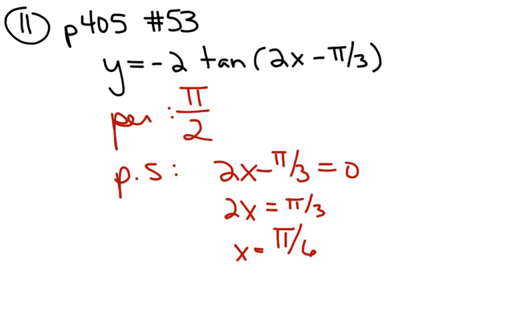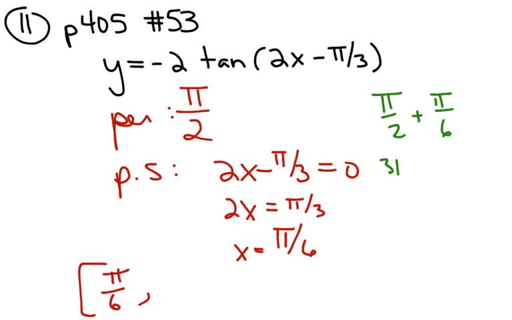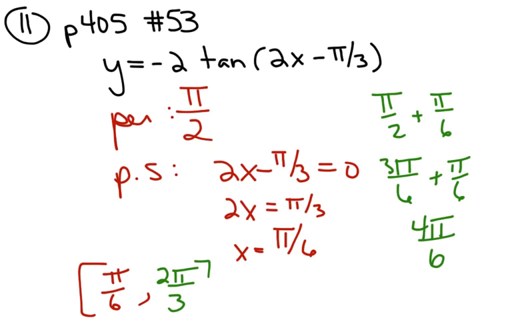The interval on which we would graph one period is: the phase shift is where we would start, and the period plus the phase shift is where we would end. So pi over 2 plus pi over 6, which is 3 pi over 6 plus pi over 6. That's 4 pi over 6, or 2 pi over 3. And that's the interval on which we would graph one period of -2 tangent of 2x minus pi over 3.